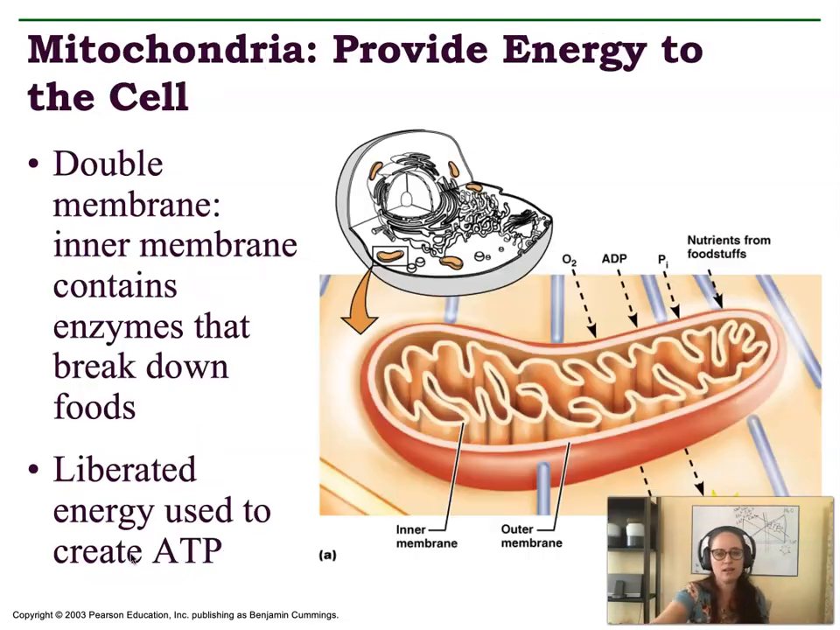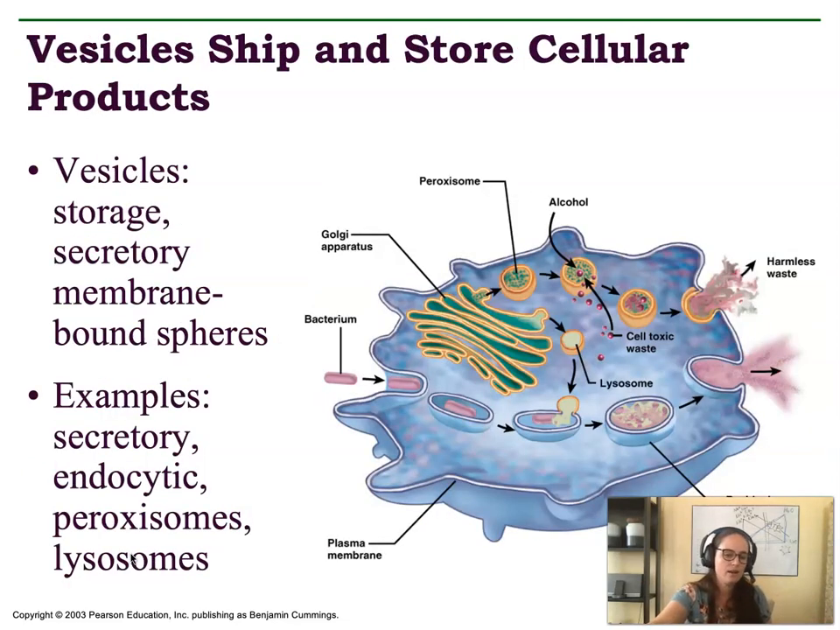Peroxisomes help with detoxification, especially since they contain things like the catalase enzyme. I don't know that we're going to have a lab for catalase. I'll look for one. But catalase is an important enzyme that breaks down H2O2, hydrogen peroxide, which is the stuff in the brown bottle in the medicine cabinet.